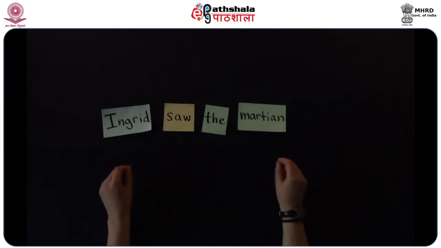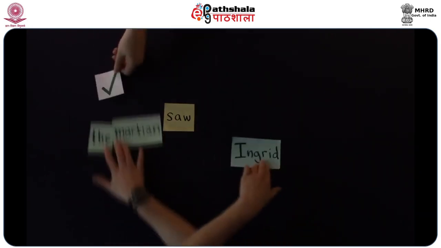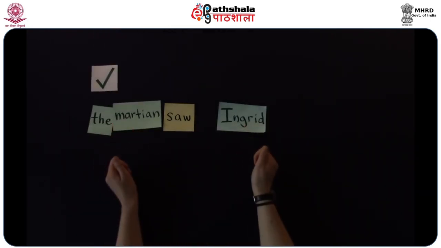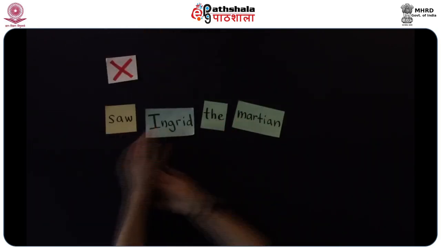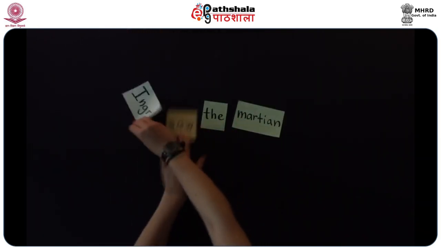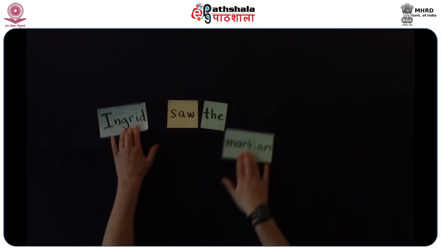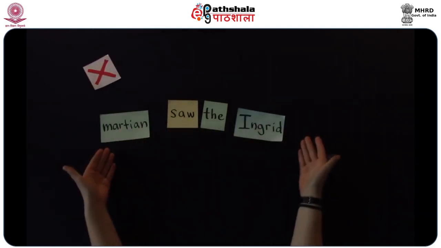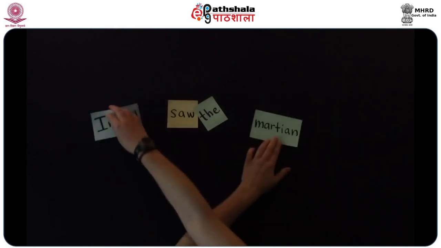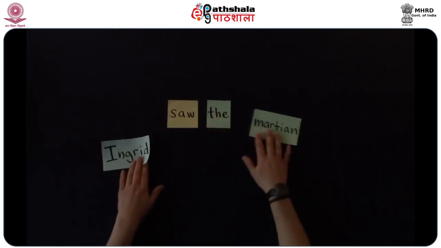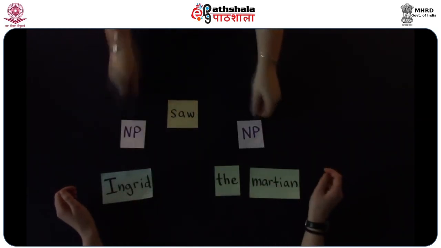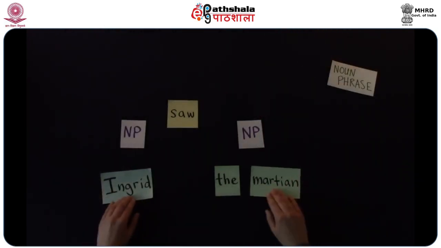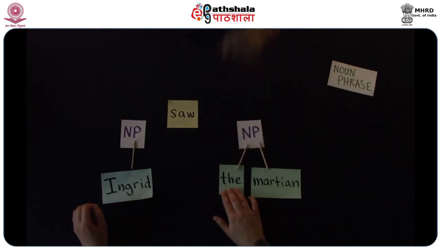One thing you might notice is that if we swap Ingrid and the Martian, we get a different sentence, but it's still perfectly good. That wouldn't be the case if we swapped Ingrid and "saw," and it wouldn't even be true if we swapped Ingrid and "Martian," leaving the "the" behind. So there's something really special about Ingrid and the Martian. They're sort of the same thing. We call them NPs for noun phrases. They both have nouns in them, but they can also have other things like the determiner "the."